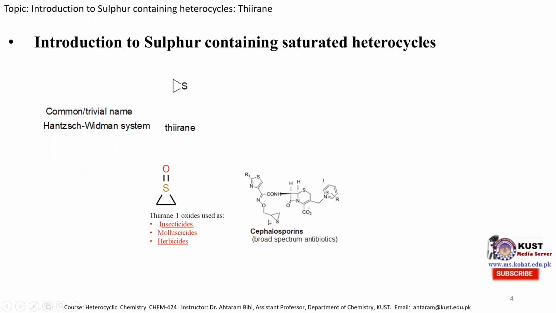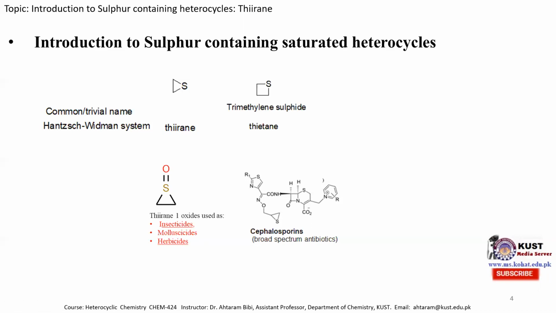Similarly, one can see over here that these cephalosporins also have this thiirane ring, and it is used as a broad spectrum antibiotic. So it means that thiirane is an important biologically active molecule, and it's important to know about its structure, physical properties, how we can synthesize it in the laboratory, and its main chemical reactions to obtain derivatives having good biological activity.